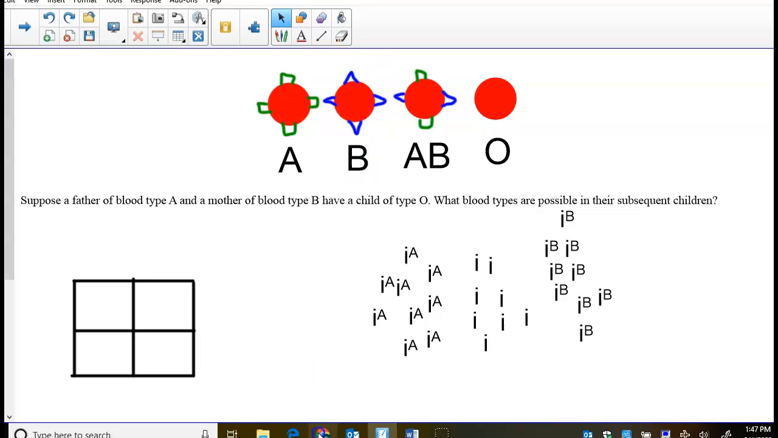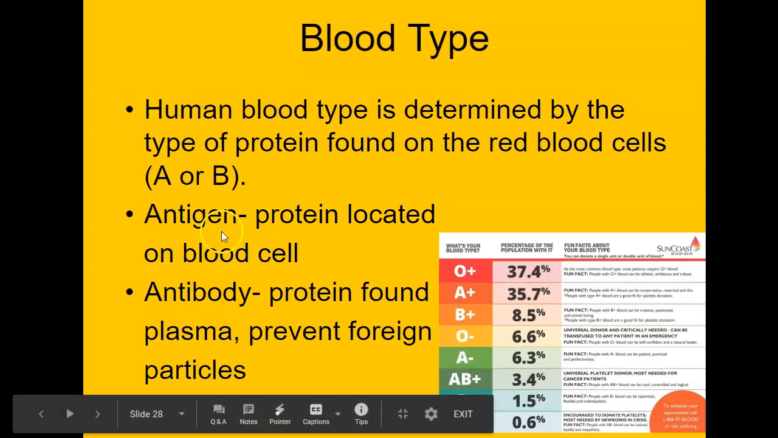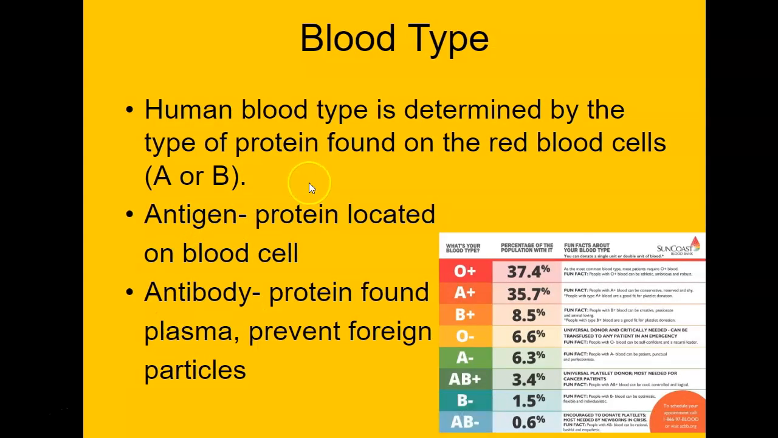So let's talk a little bit more about that. There's two terms: antigen and antibody. The antigen is the protein that is on the cell. So think of that as the uniform of your red blood cells. If you have A-type blood, you have the A antigen. If you have B-type blood, you have the B antigen. If you have AB blood, you have both antigens. And if you have O blood, that means you have neither antigen.